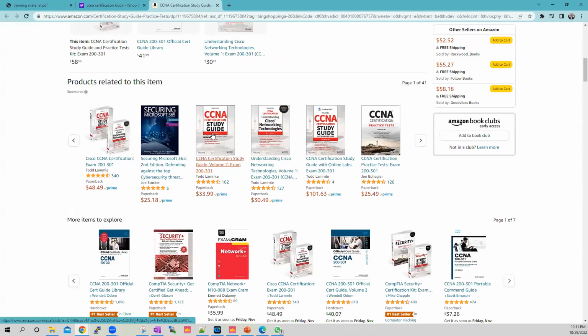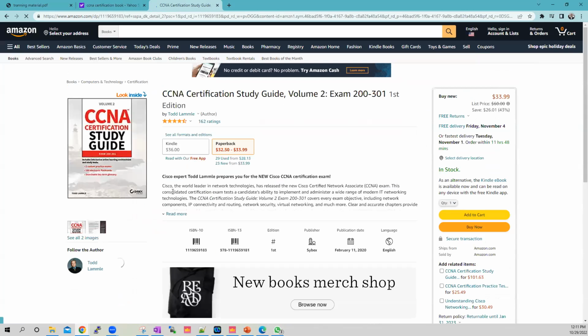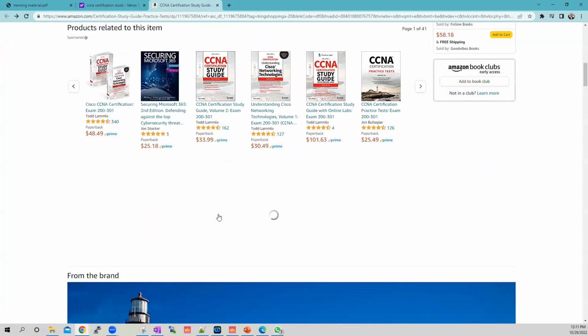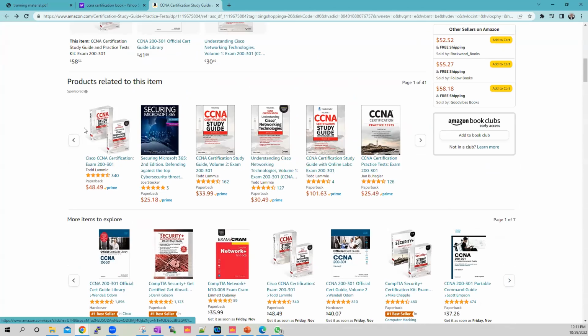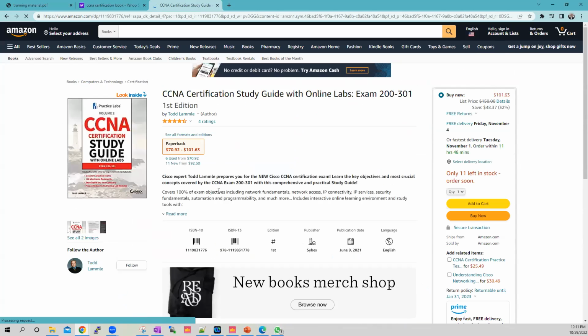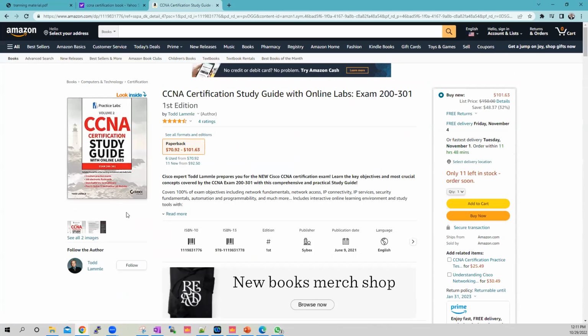Let me go to this one. Okay, this is just a guide. I'm just trying to get the particular one that's the study guide. This is a 2 in 1 study guide with online lab. Okay, let me check this one. Okay, this one, don't buy this one. No, this one is very expensive. Don't buy with this price.